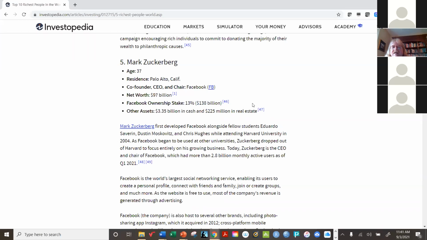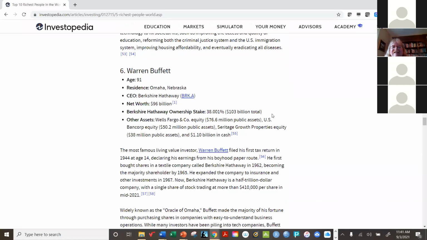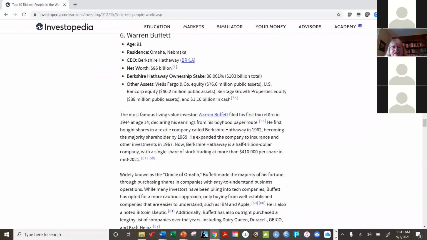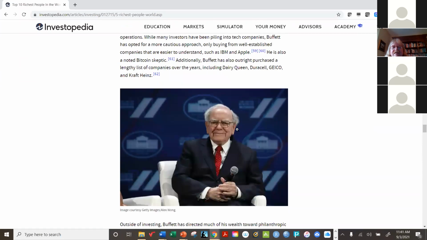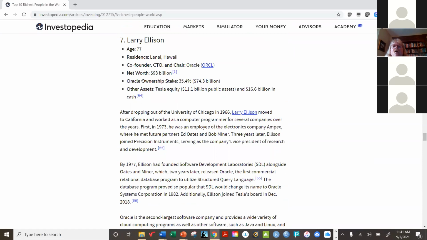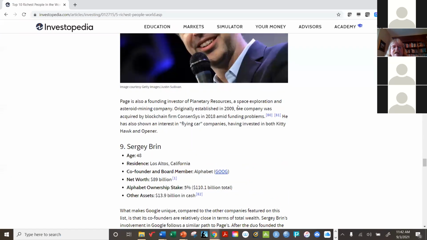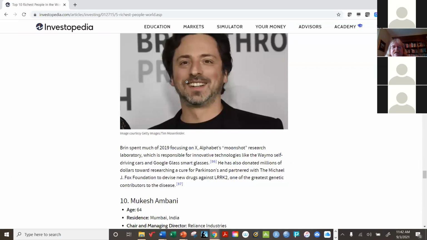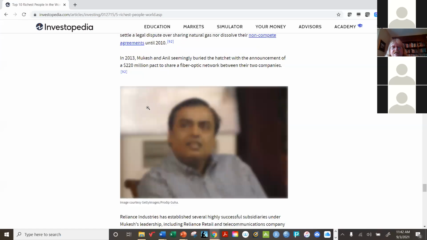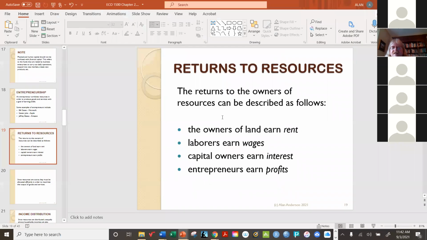Zuckerberg, my niece's husband works at Facebook. He's met Zuckerberg. Apparently, Zuckerberg is just as strange a person as he comes across on TV. Whoops, did I say that out loud? We have Warren Buffett, one of the most successful investors of all time. Larry Ellison, who founded Oracle. It's a database system. It's not something that individuals buy, but it's critically important for businesses. Oh, the founder of Google, Larry Page. What do you know? And another co-founder of Google. And I don't know this guy. Huh. All right. So there you go.